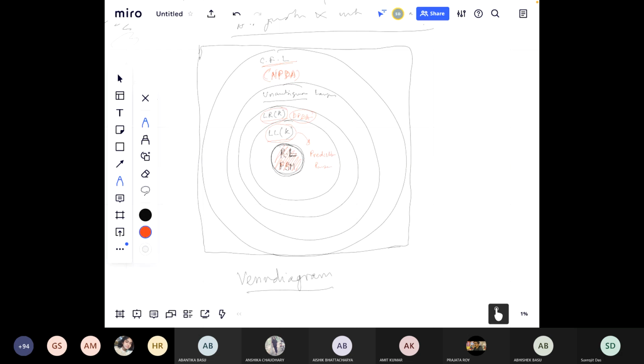LL(k) and LR(k). If I talk about an LL grammar, it stands for essentially a context-free grammar that is deterministic in nature, and the first L stands for left to right, and the second L stands for a leftmost derivation, right? With the LL(k), k stands for lookahead symbols. So I'm not going to go into detail on LL(k) and LR(k) grammars. I'm just interested to show you the hierarchy, and from this hierarchy we are going to derive certain properties of languages.